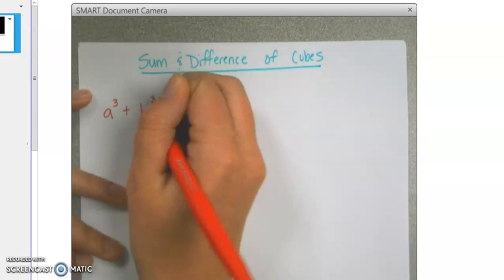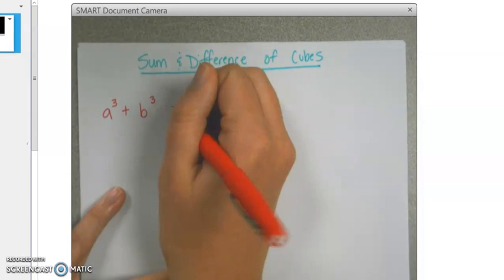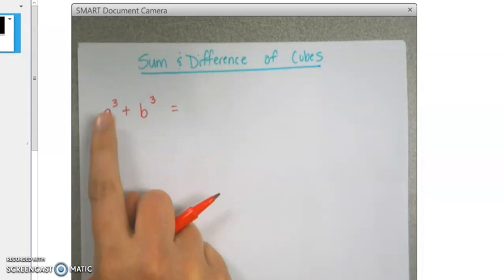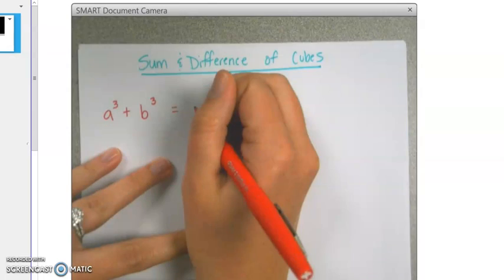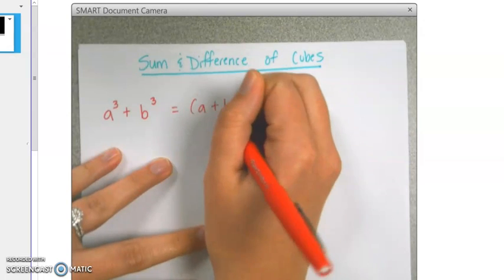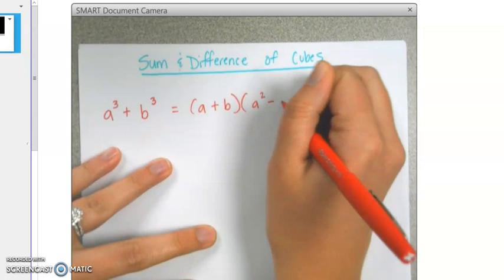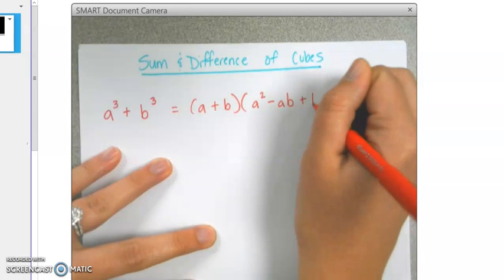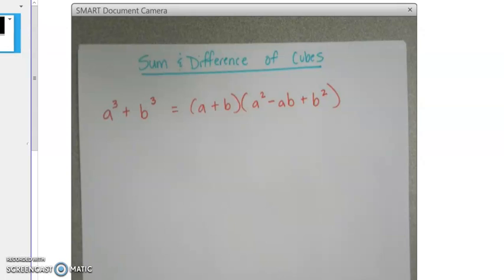I'm doing the sum formula first. I know this because I have a plus. Plus is sum. And so anytime you have two cubes that are being added together, the way you factor them, now this formula is a lot bigger than your difference of squares one, but it is not difficult to do. So I do want to break it down for you just to make it a little bit easier.